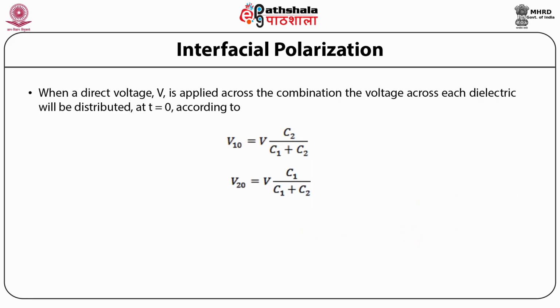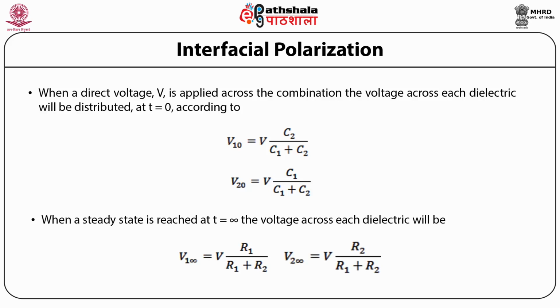When a direct voltage V is applied across the combination, the voltage across each dielectric will be distributed at t equal to 0 according to V10 = V times C2/(C1+C2) and V20 = V times C1/(C1+C2). When a steady state is reached at t equal to infinity, the voltage across each dielectric will be V1 infinity = V times R1/(R1+R2) and V2 infinity = V times R2/(R1+R2).